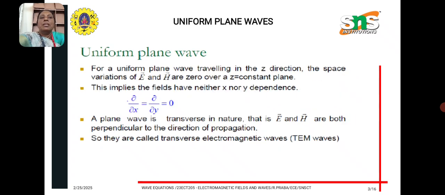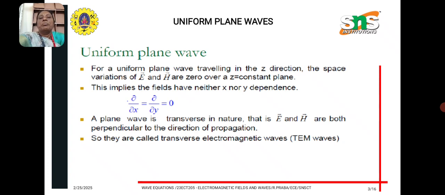And for a uniform plane wave traveling in the z direction, the space variation of electric field and magnetic field are zero over a constant z plane. This implies that the fields have neither x nor y dependence, that is, the differentiation with respect to x and y is equal to 0, that is, ∂/∂x and ∂/∂y are equal to 0.